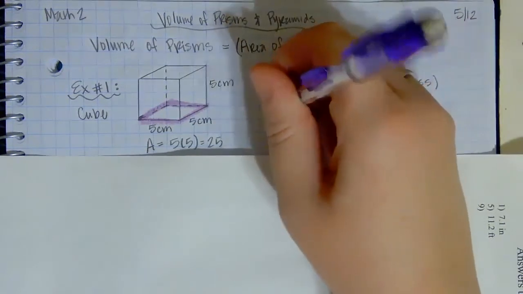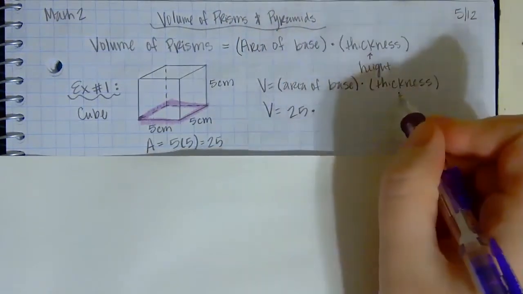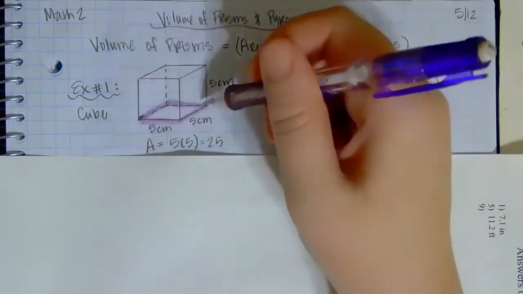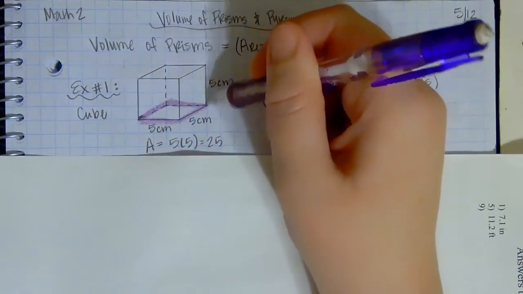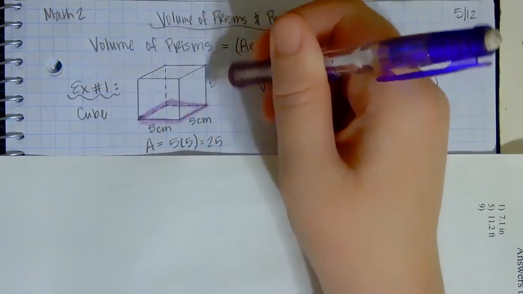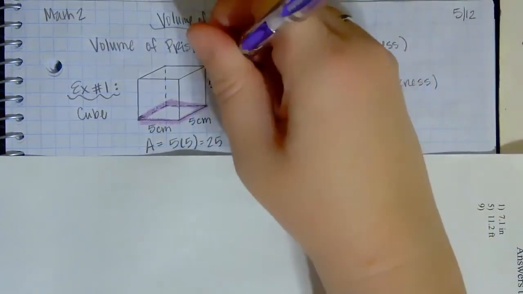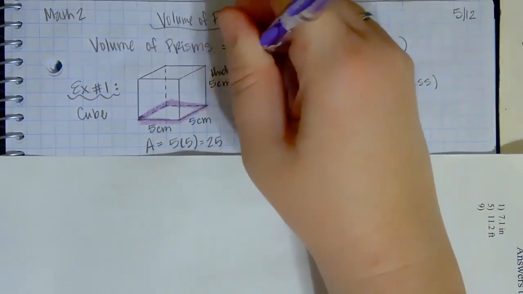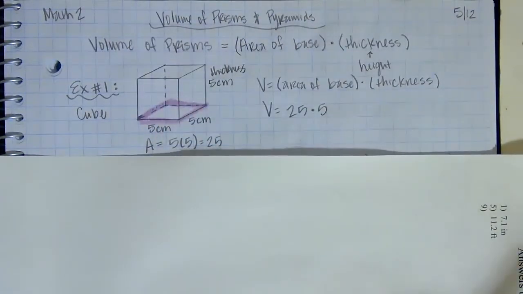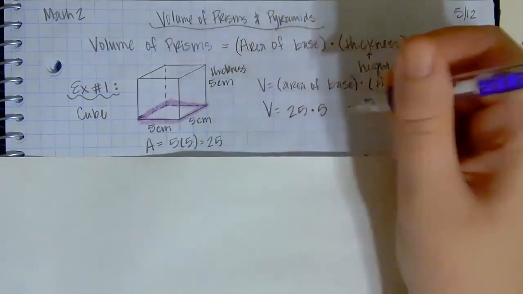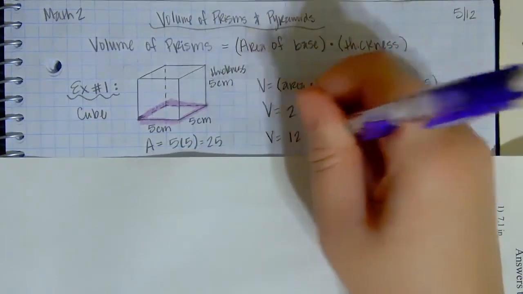So I'm going to put that in here: volume equals area of the base, which is 25, times the thickness or the height. So how far is it going up? Here's the exact same shape on the top. How far is it between the two same shapes? Oh, it's 5 between, so this is my thickness. Again, I could have picked any side as my base because they're all the same. So volume is 25 times 5, which is 125.